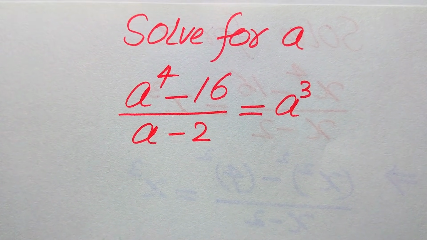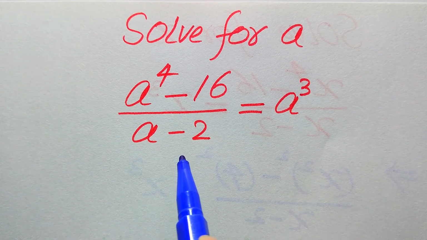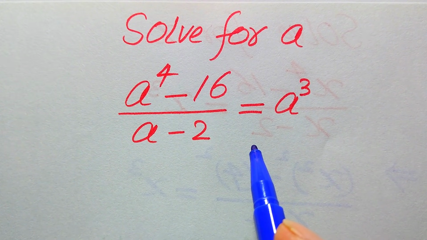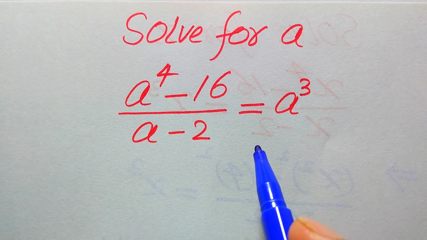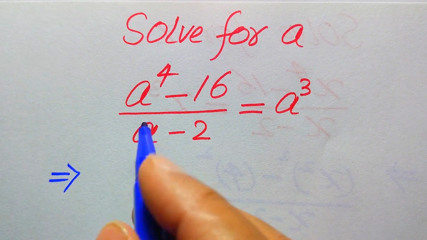So here we have (a^4 - 16) divided by (a - 2) is equal to a cubed, and we solve this problem for all the values of a. So here we need to find all the roots of this equation.